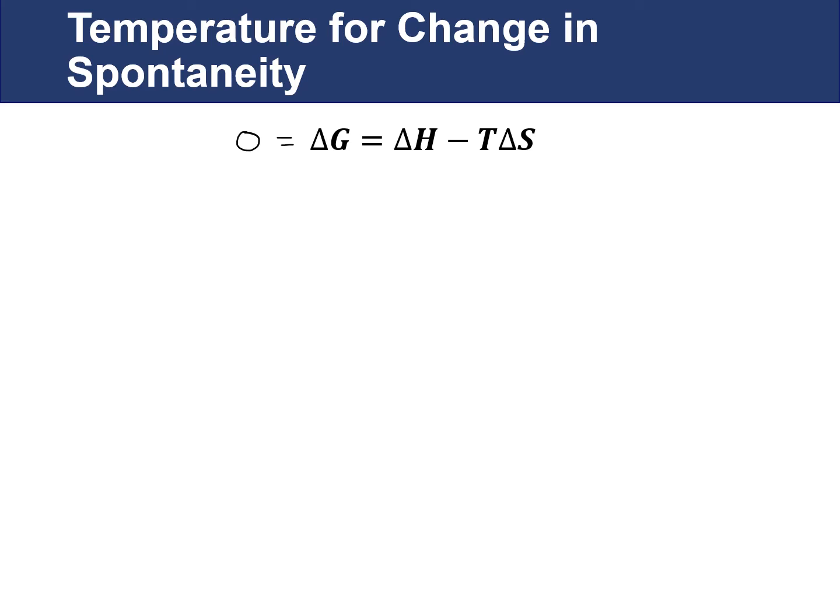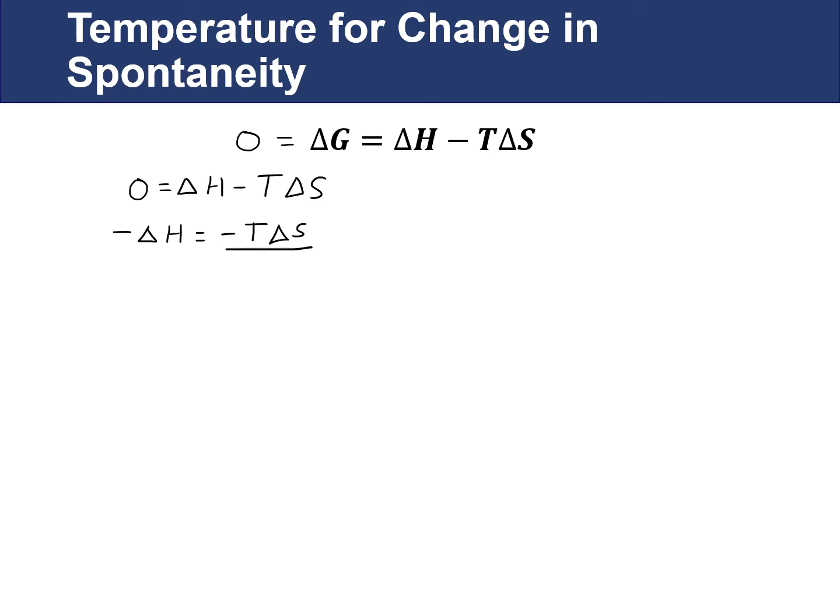So where G goes from being a positive number to a negative number, or a negative number to a positive number, that occurs wherever Gibbs free energy is equal to 0. So we have essentially 0 is equal to delta H minus T delta S. We're interested in the temperature at which this occurs, so we need to get temperature by itself. So we're going to move the H to the other side. So this is negative delta H is equal to negative T delta S.